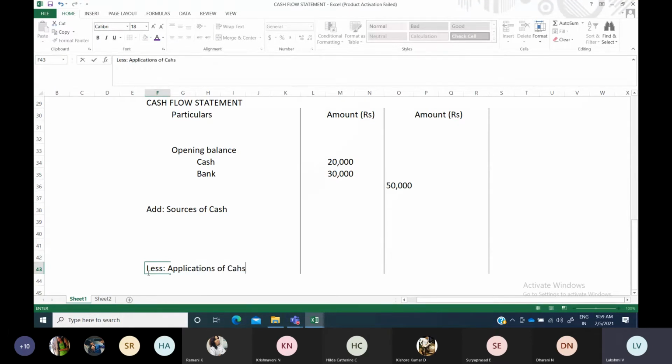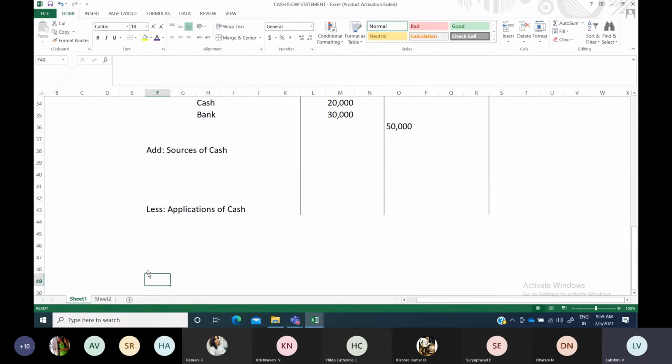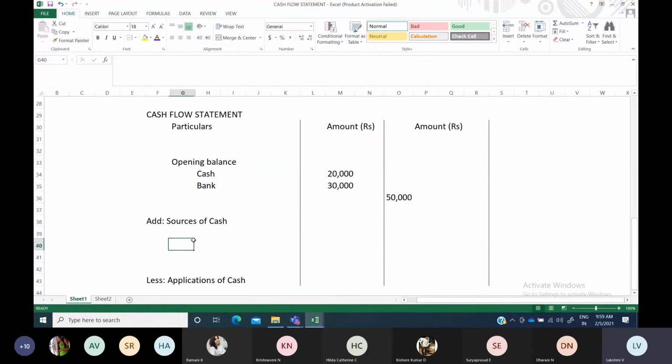Applications of cash you will subtract. Finally, the answer whatever you are getting, 50,000 is there. Sources of cash: sale of machinery or sale of furniture, whatever might be. That one something around 3,000, or any amount.